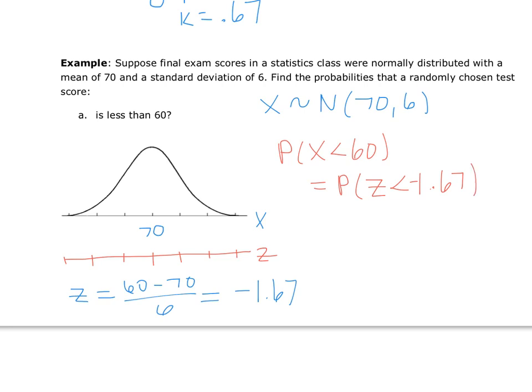On the z-scale, we can put that negative 1.67 right there, which means that's where the 60 shows up on the x-axis, and we want the area to the left of that. So here's where we go to that online tool, plug in negative 1.67, and find a probability of 0.0475.